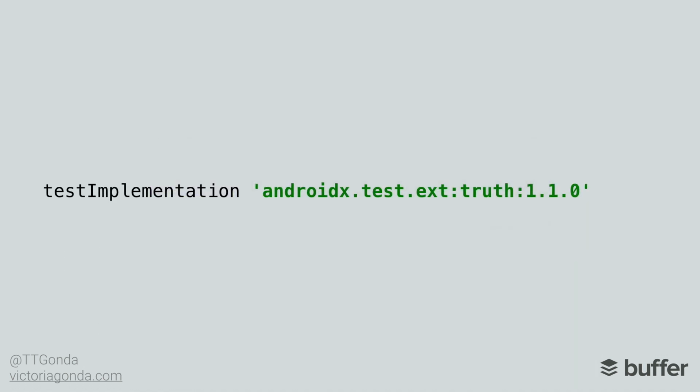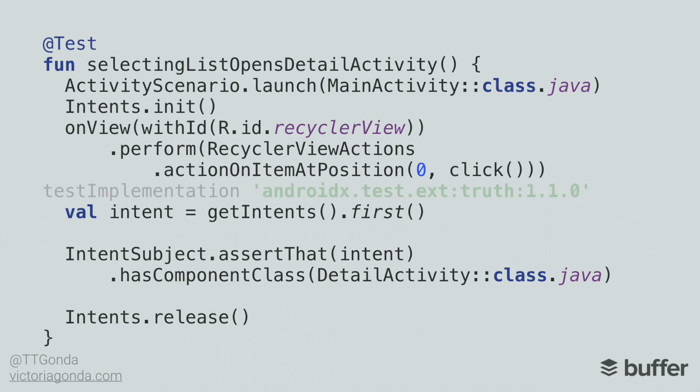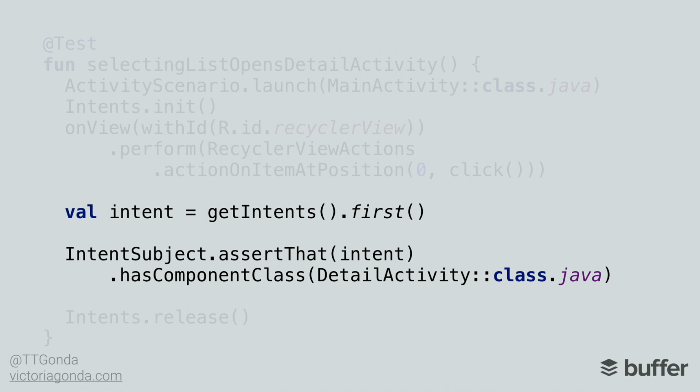To get started, we need to add the dependency, as you might expect. It does follow a similar naming convention to all the other AndroidX Test dependencies. And then this is the same test as before, with just the assertion step changed. So let's take a look at that. You grab the first intents using getIntents, which returns a list of captured intents. This is apart from the Espresso intents that we looked at before.